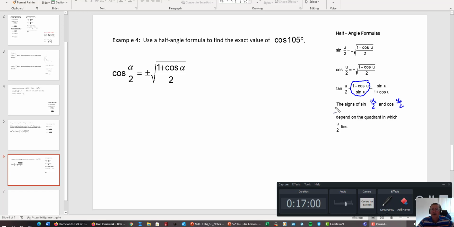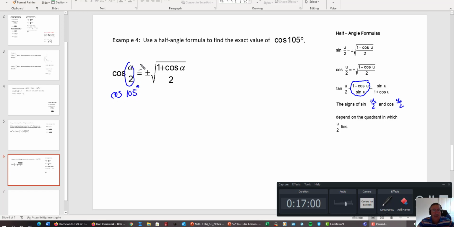All right, now we're going to go ahead and use an example here, and then we're going to go to the homework and do some examples as well on all of these things we've been looking at, and maybe do a few more examples on those. We're going to use a half angle formula to find the exact value of the cosine of 105 degrees. So we're going to write this formula here and put the cosine of 105 degrees.